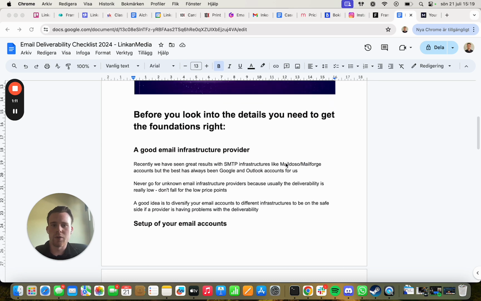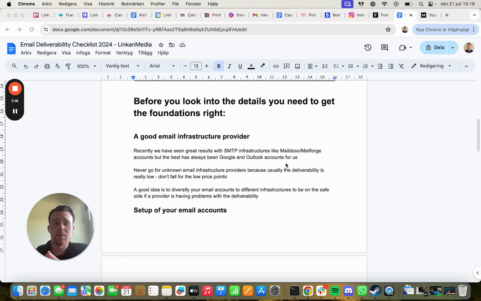And before you look into the details of email deliverability, you need to get the foundations right. And the foundation is a good email infrastructure provider. Recently, we have seen great results with SMTP infrastructures like Maildoso and Mailforge accounts, but the best has always been Google and Outlook accounts for us. And you should never go for unknown email infrastructure providers because usually the deliverability is really low. Don't fall for the low price points because it will just hurt you in the end.